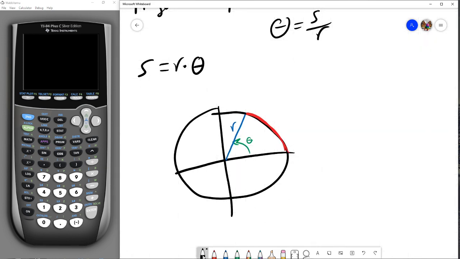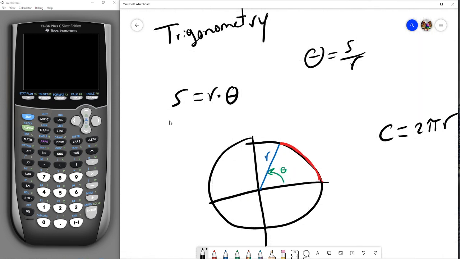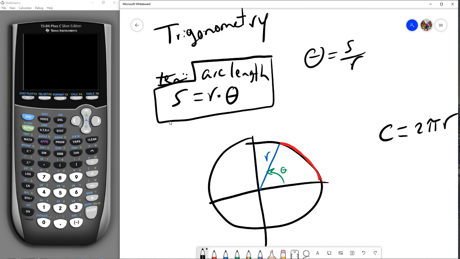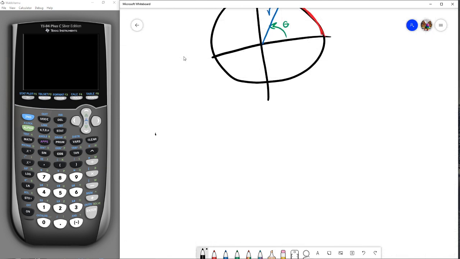So if we call the circumference of a circle c, it is equal to 2 pi r. Alright, so let's go ahead and just note this is arc length. That was our equation for arc length that we derived last time.